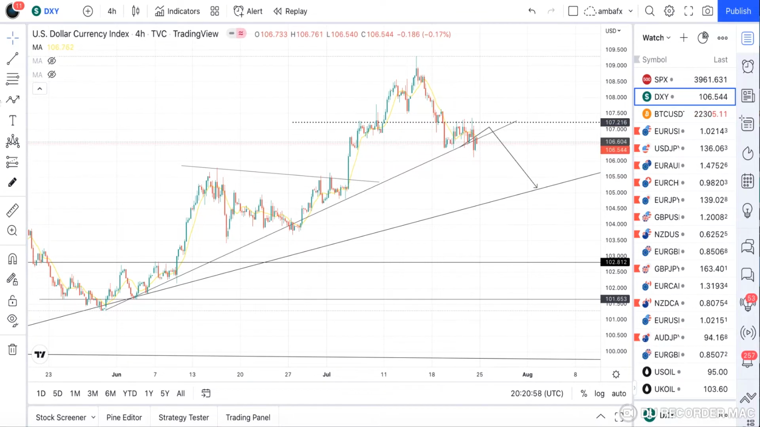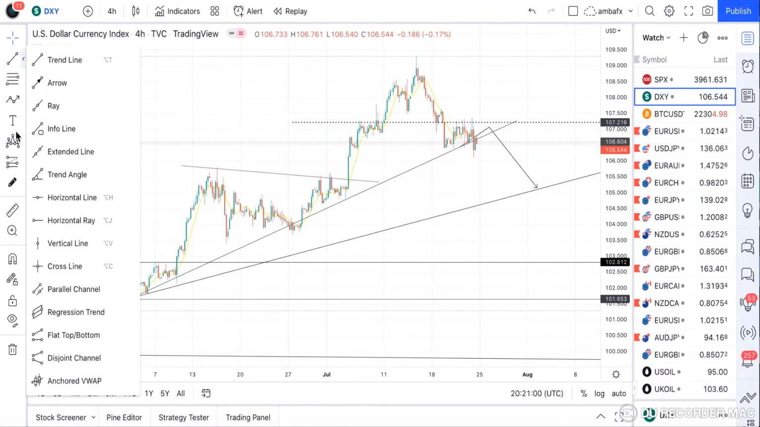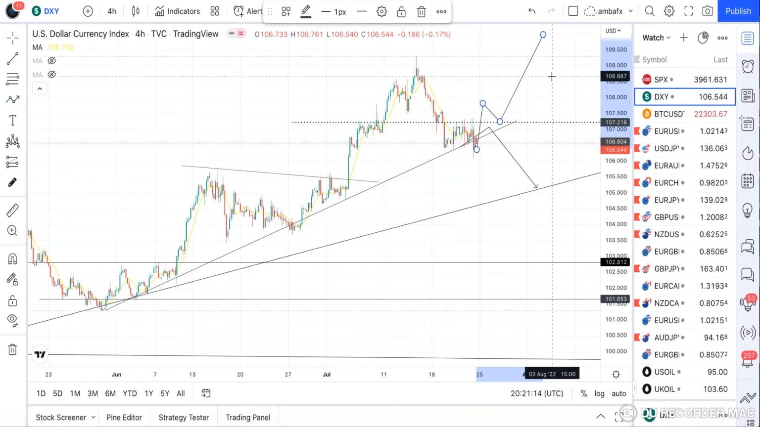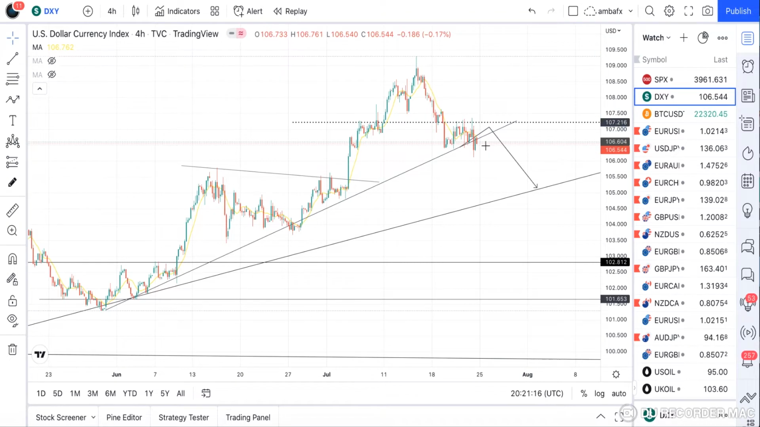So we should see some further decline in DXY. And if it's going to prove us wrong, then we should see a break of this particular level. If you see a break of this level, then a retest, then we should see a break of this all-time high to the upside. So let's keep watching what the market will do in response to that.